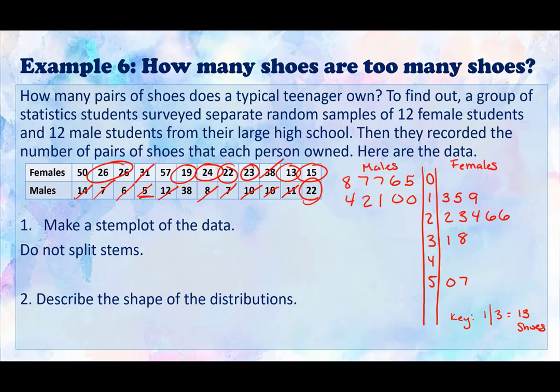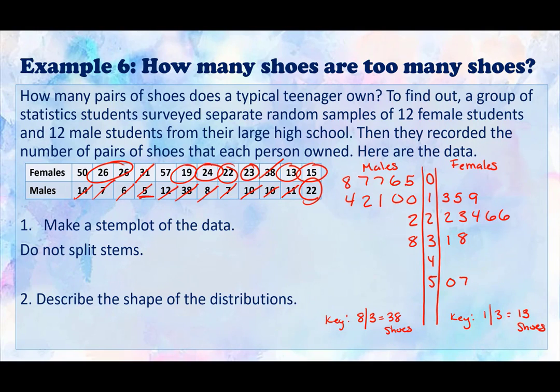For 20s, it looks like we have a 22. And that's it. And then for 30s, we have a 38. So we need to write another key for this side. And let's say we did 8 line 3 is actually 38 shoes. Okay, so we've made a stem plot of the data.